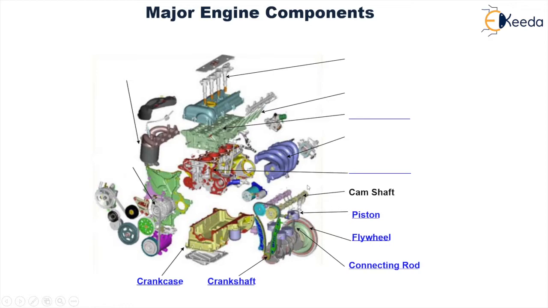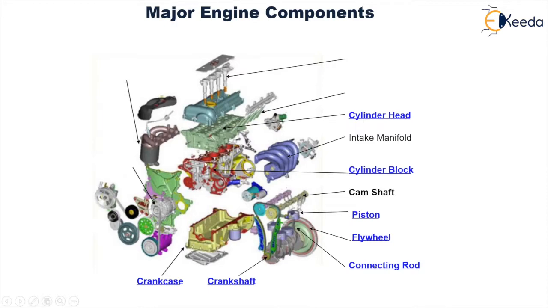Then this whole thing is enclosed in the cylinder block, which is shown. This whole assembly, the piston cylinder arrangement, is enclosed in this cylinder block, which serves as the combustion chamber. Then you have the intake manifold. The function of this intake manifold is to ensure that the air is supplied through proper channels to the cylinders.